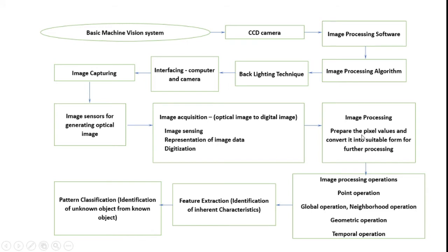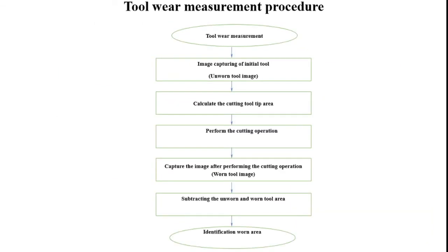After that, image processing prepares the pixel values and converts them into a suitable form for further processing. And then it moves to image processing operations. What are the operations available with image processing? Point operation, global operation, neighborhood operation, geometric operation, and temporal operation. These are all the operations available with the image processing technique. After completing this technique, the image moves to feature extraction. Feature extraction is generally utilized for identification of inherent characteristics. Finally, pattern classification. Already I told you what is meant by pattern classification, which means we can remove the unwanted images from wanted images. And then one of the examples I want to discuss with you is how we do tool wear measurement in manufacturing industries and the machine shop.